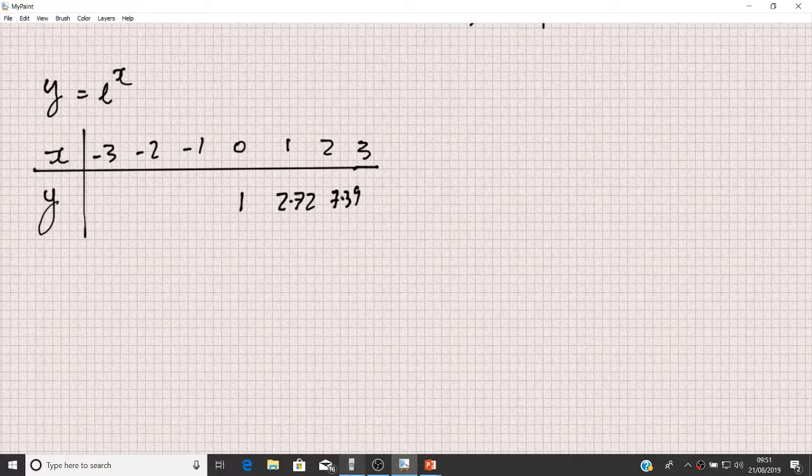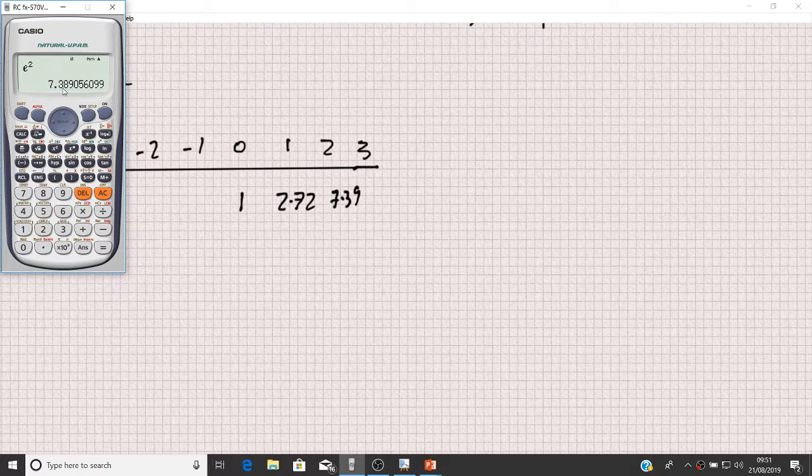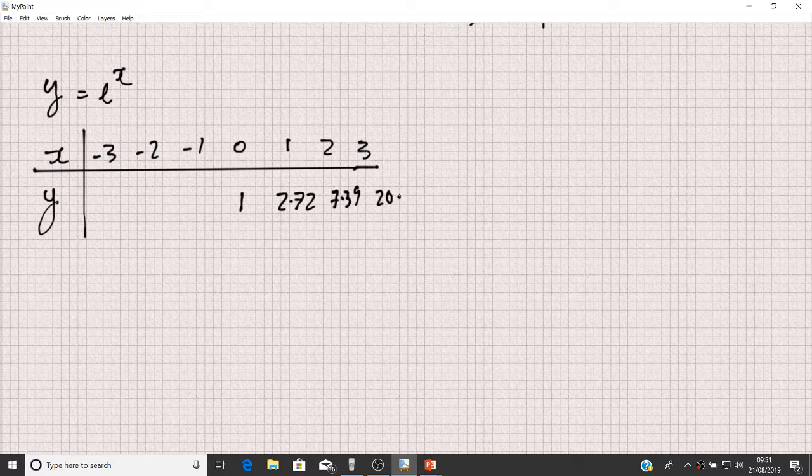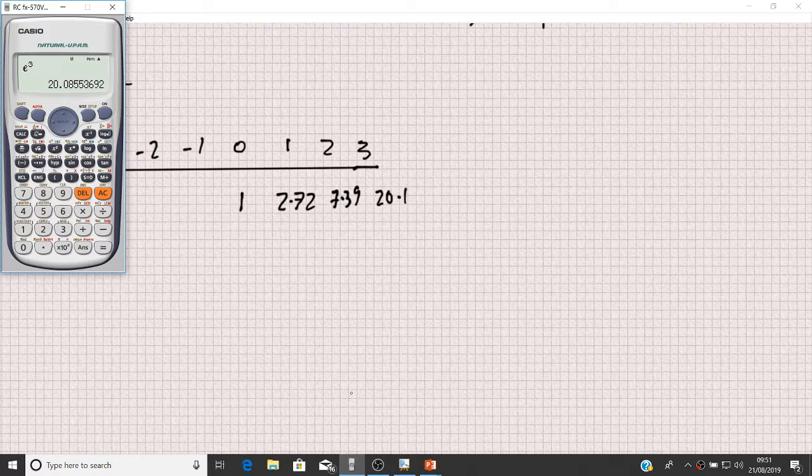Then back to the calculator, and we'll edit it to get e to the power of 3, which is 20.085, so 20.1. And we go to the negative side now. I'll just change the 3 to -3, and that's going to be 0.049. Sorry, it's positive 0.049.